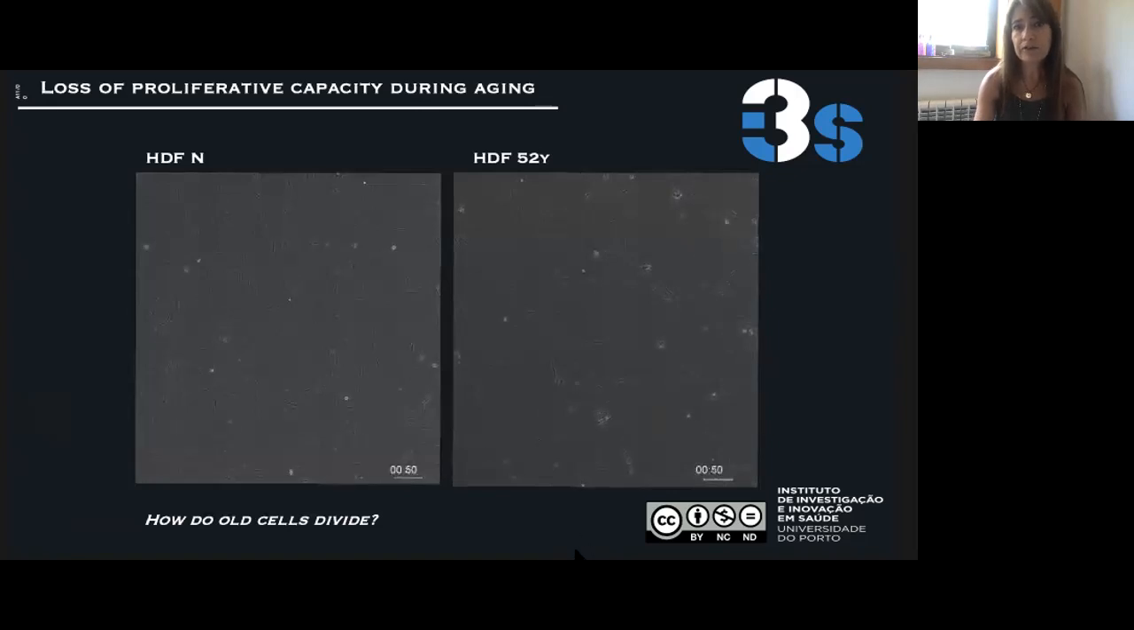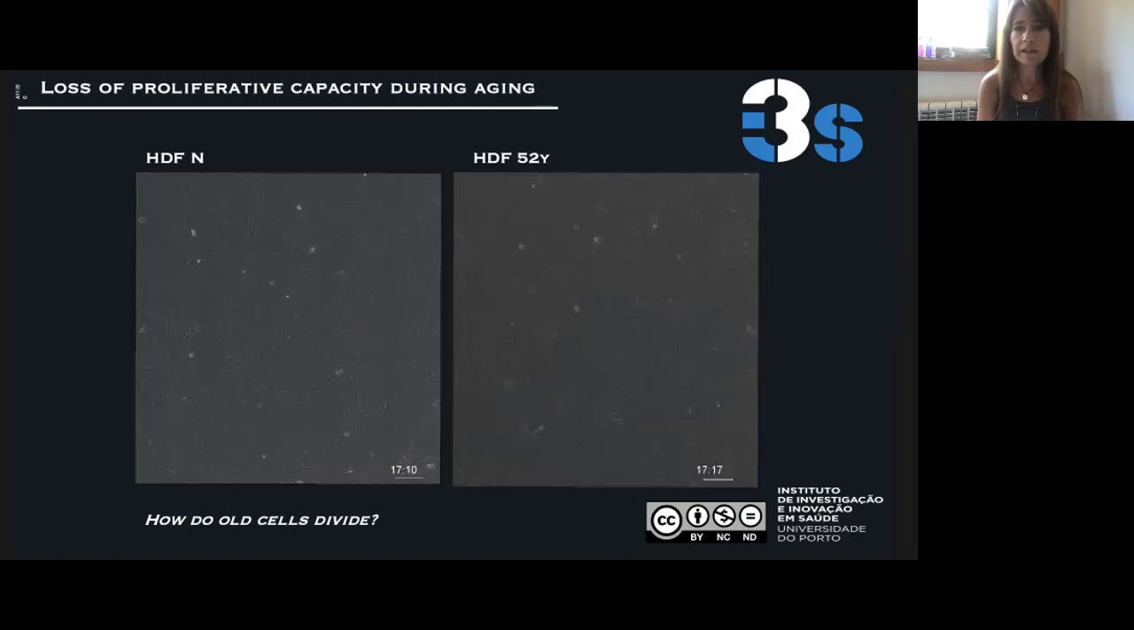To this end, we start by analyzing the cell cycle dynamics of aged cells. We use human dermal fibroblasts retrieved from Caucasian males with age ranging from neonatal to octogenarian. And these are movies of early cell culture passages recorded under phase contrast microscopy for several days. When comparing a neonatal with a middle age sample, you can easily appreciate that the striking difference is the loss of proliferative capacity during aging.